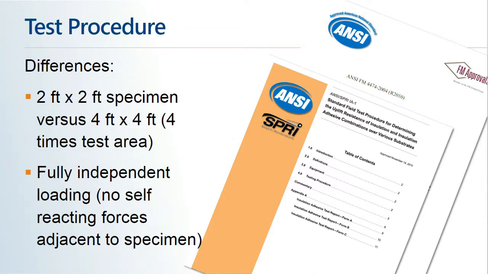And with our reaction frame independent from the sample, we had no reaction forces that would have any effect on the testing of the sample, whereas with the 2 methods from ANSI SPRY and ANSI FM, there could be a little bit of influence from the apparatus being placed on the deck that surrounds the sample area on what the final load would be.